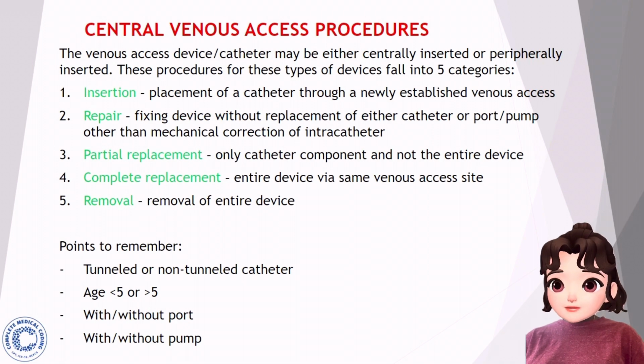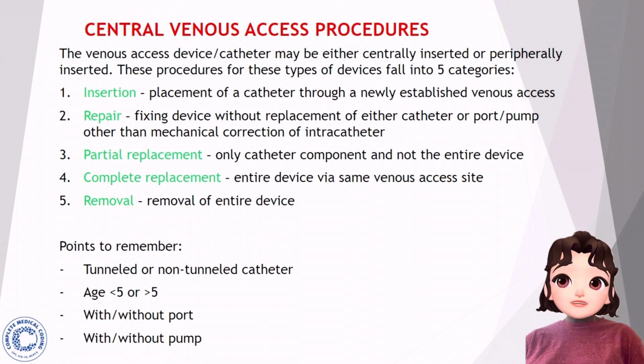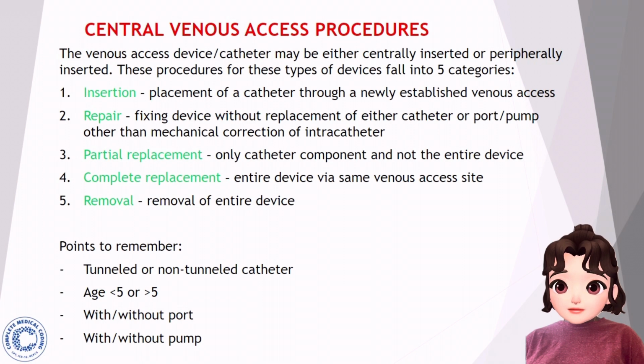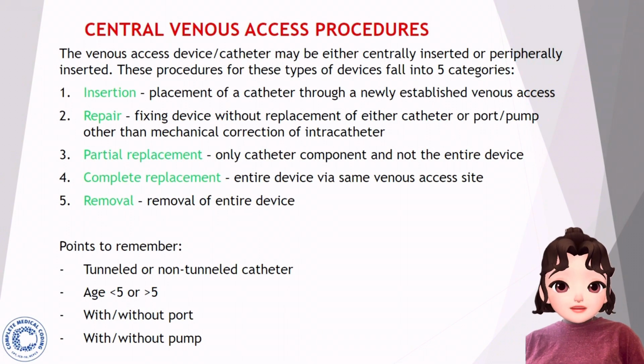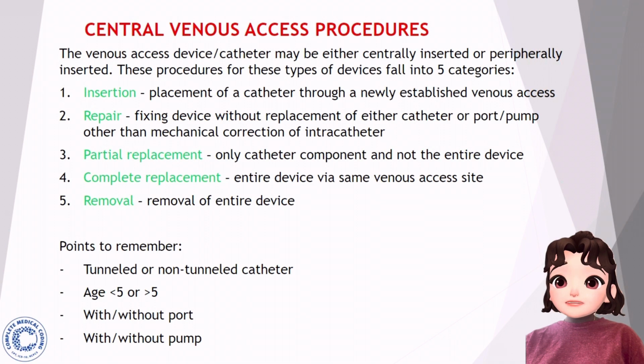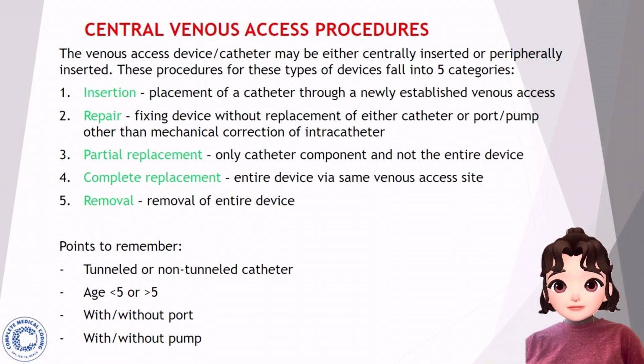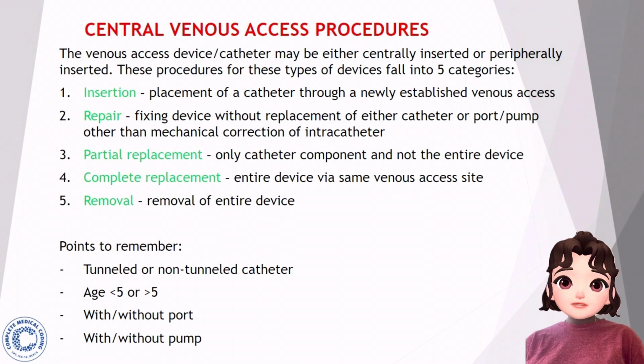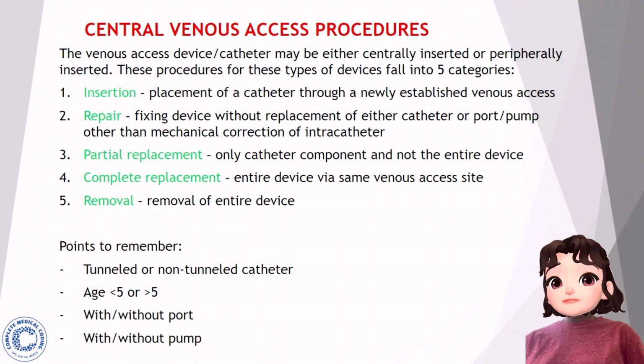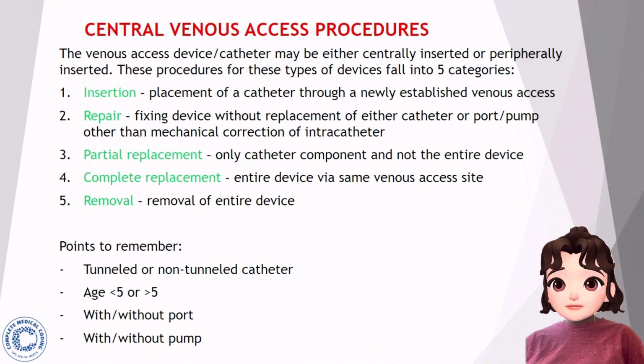Another few more points to remember during the central venous access procedures. We need to check if it is a tunneled or non-tunneled catheter. The age also we need to check, if it is less than 5 or greater than 5, with or without port, how it is used, or with or without pump. All these are also important questions. There is one table. I'll be moving to that table.